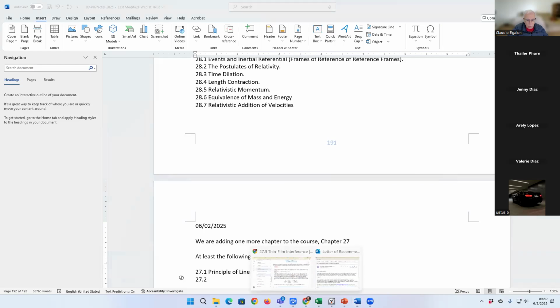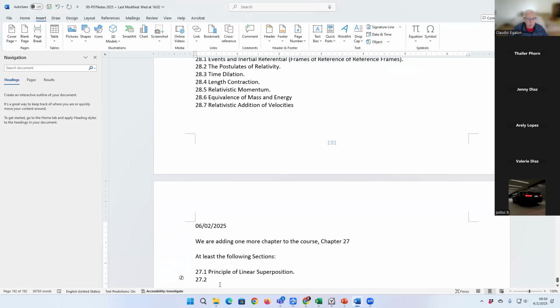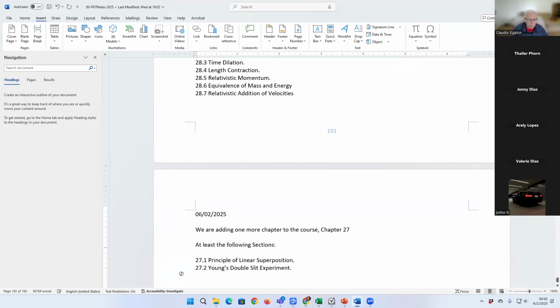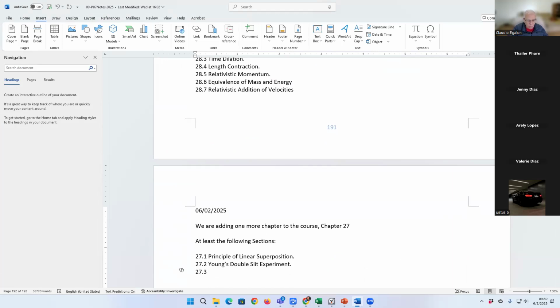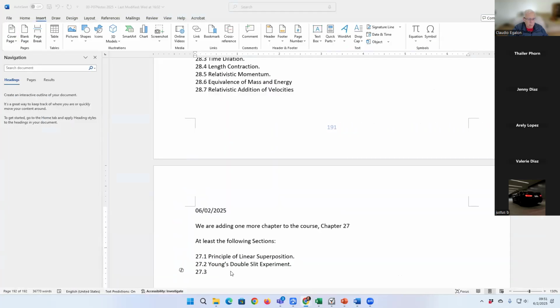27.2, which is Young's double slit experiment. It's a classical experiment, a very important one. 27.3. Let's start with those three, and if we have time, we cover more than that. And then we do thin film interference. I'm not sure if we're going to have time to do the others, okay?